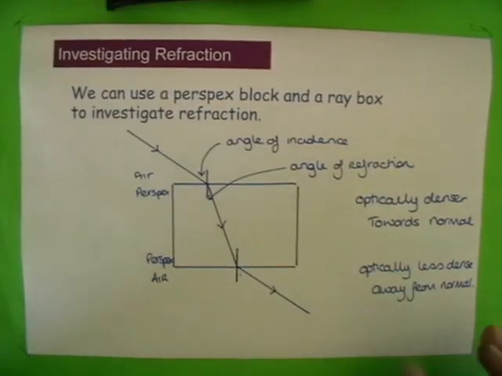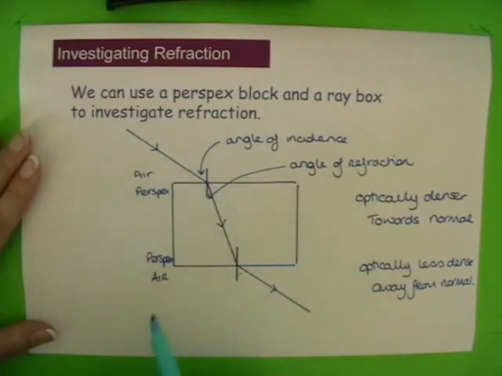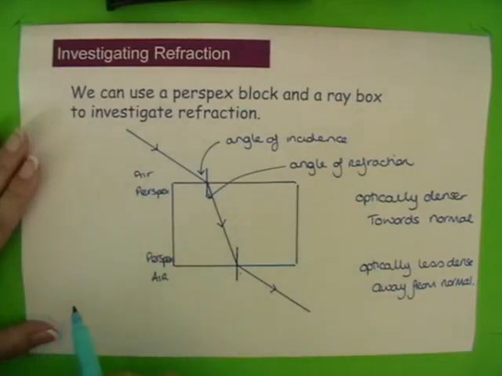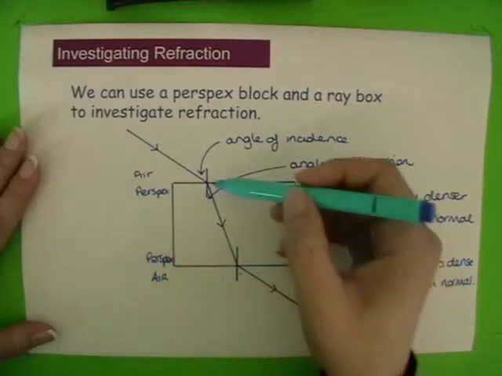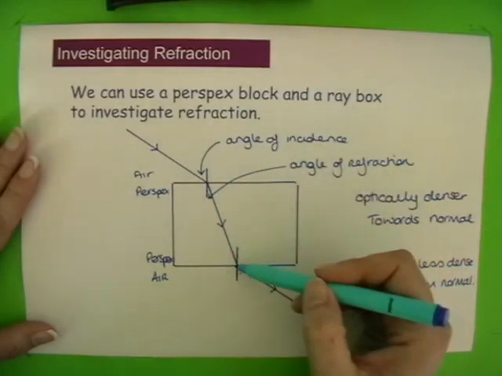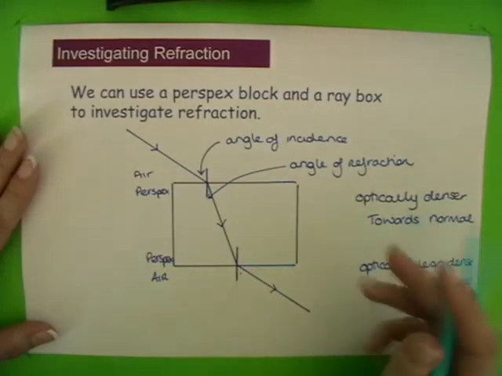So that's investigating it practically. The first step was to draw around the Perspex block. Then we set up the ray box so that it was at an angle to the surface of the Perspex, and we found that the ray bent towards the normal as it entered the Perspex, and then as it left the Perspex and entered the air again, it bent away from the normal again.